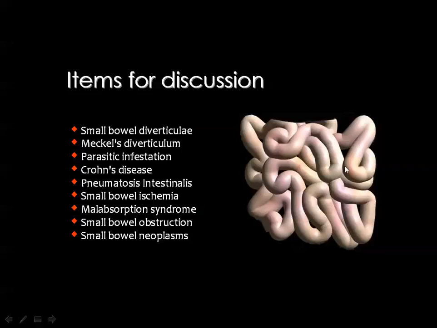Then, what are the items we would like to discuss in the small bowel? We'll start with small bowel diverticuli, including also Meckel's diverticulum, parasitic infestations, and one of the most important diseases, which is Crohn's disease. Then some words about pneumatosis intestinalis and small bowel ischemia. Then we'll talk about malabsorption syndrome, small bowel obstruction, and finally small bowel neoplasms.